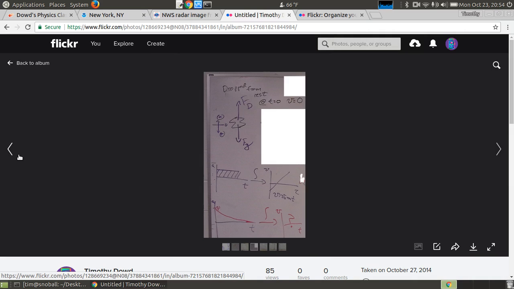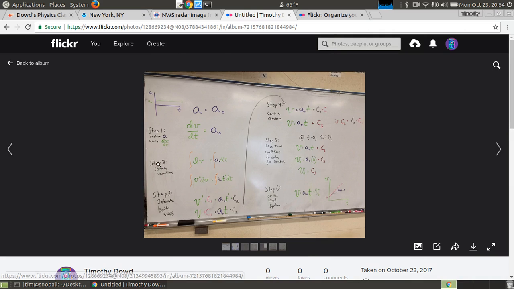In order to answer the question, we're going to follow this exact same pattern. We're going to replace a with dv dt. We're going to separate variables and integrate. We're going to combine constants. And we're going to use our initial conditions to get rid of any other constants.